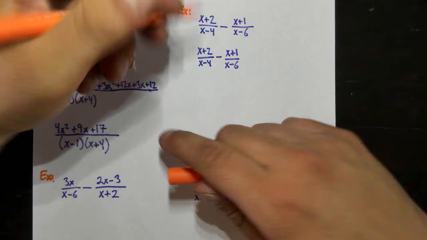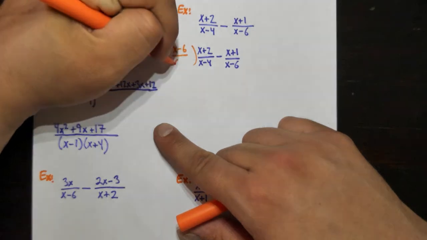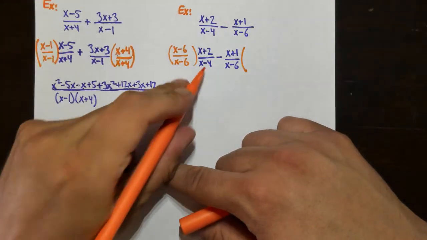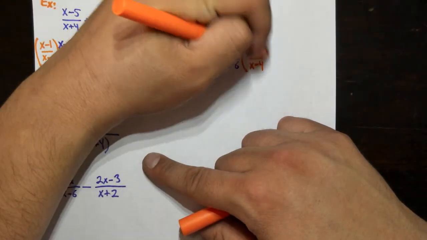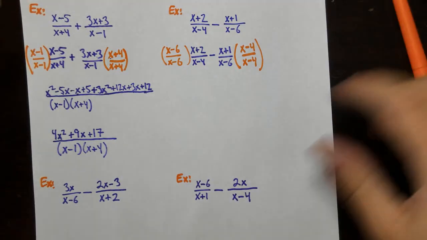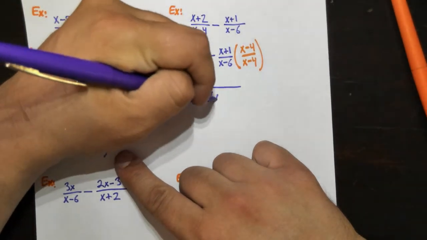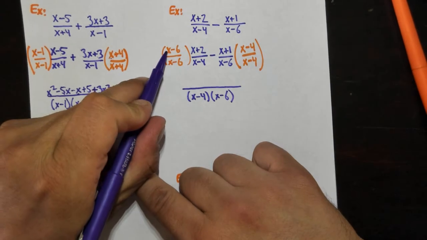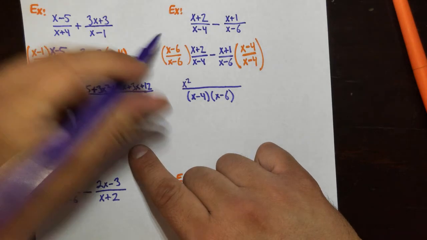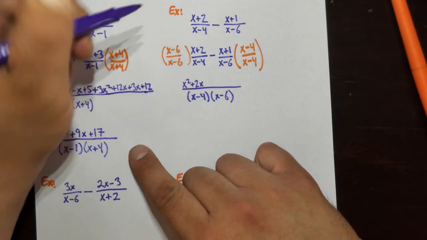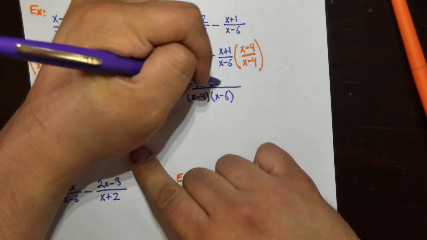And we're going to multiply by the other's denominator over the denominator. So we're going to multiply this by x minus 6 over x minus 6. And we're going to multiply this side by x minus 4 over x minus 4. Okay. So we're going to have a single denominator now of x minus 4, x minus 6. And then let's multiply. So x times x is x squared. X times 2 is 2x. Negative 6 times x, minus 6x. Negative 6 times 2 is negative 12.